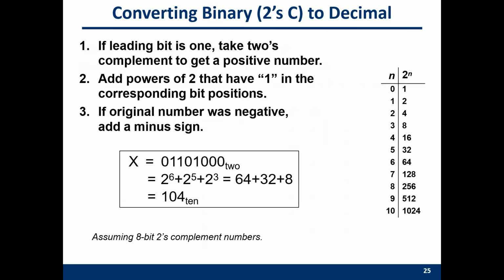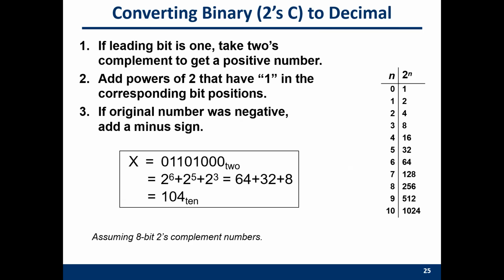Now we have two commonly used number systems. The first one is the decimal number system, and then we have the binary number system. How can we convert between them? The conversion between them is very simple. You can do it like this.